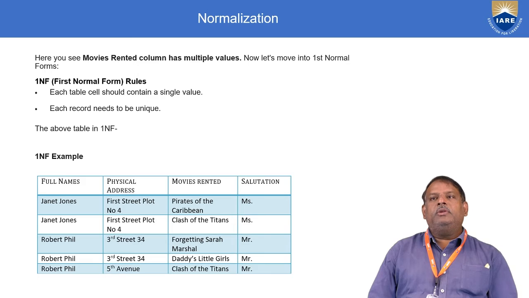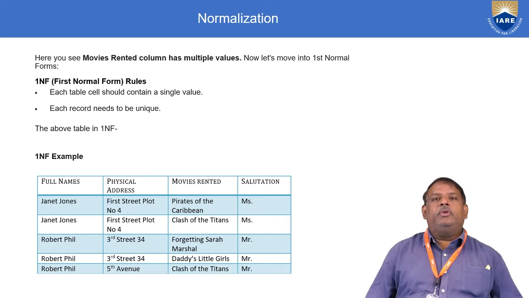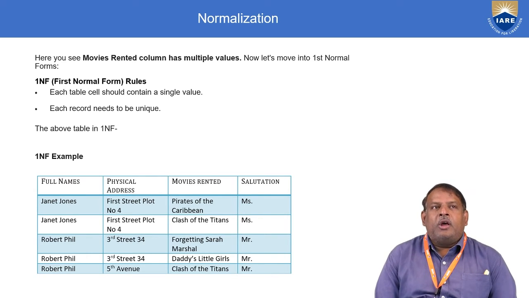Now let us move into the first normal form. The rules of the first normal form are that each table cell should contain a single value, and each record should be unique. Okay. The first normal form says that every table cell should have one single value. You cannot have multiple values in one single column, and the record should be unique.